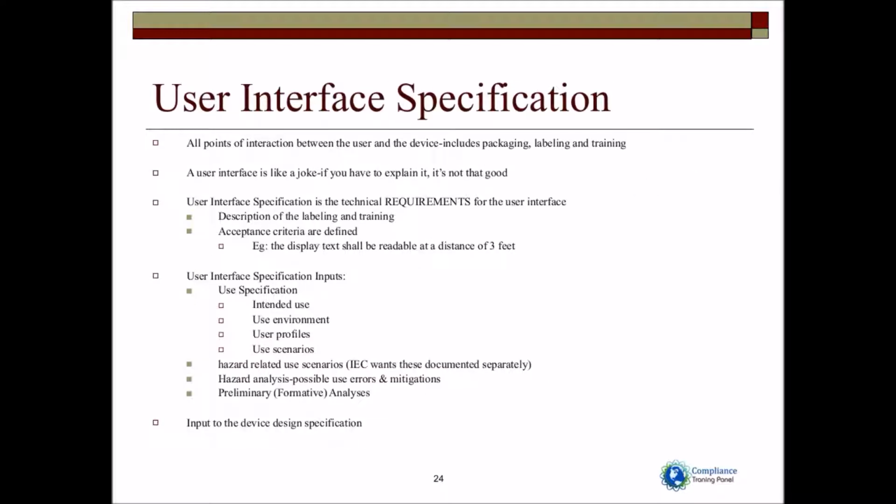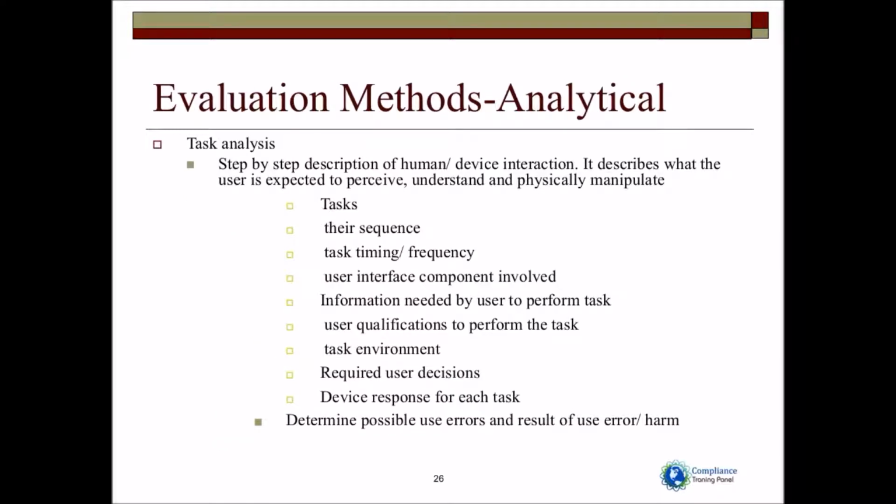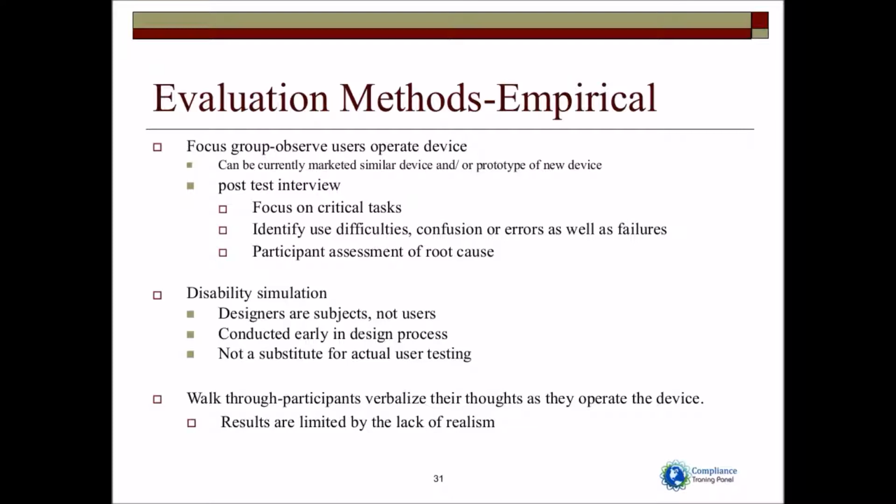The inputs to the user interface specification are the use specification, which, as you remember, includes the intended use, the use environment, the profiles, and the scenarios. Next is to create the user interface evaluation plan. How are we going to evaluate the effectiveness of the user interface? There's two types of formative evaluation methods, analytical and empirical. Empirical methods.